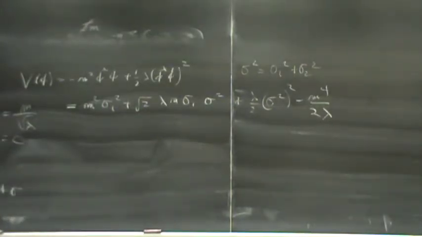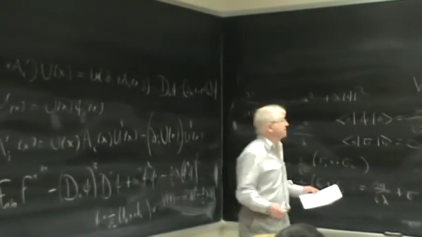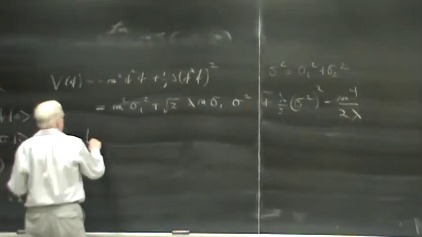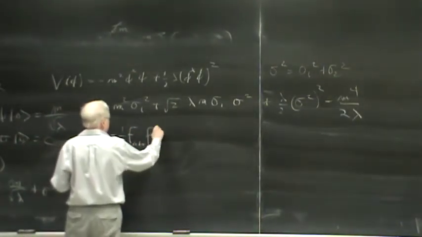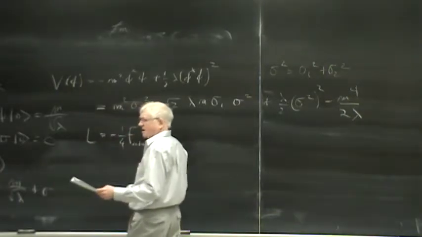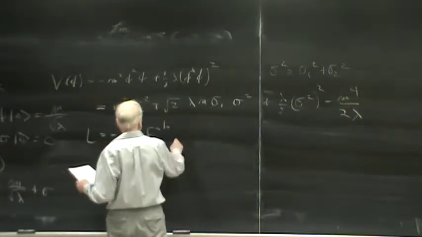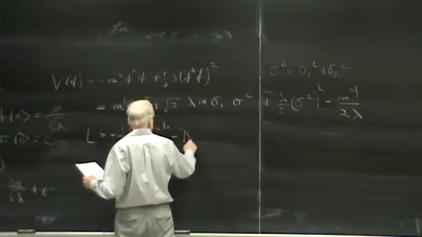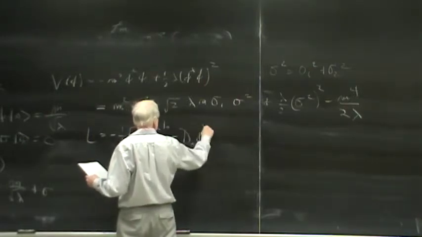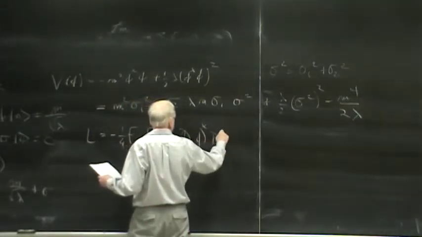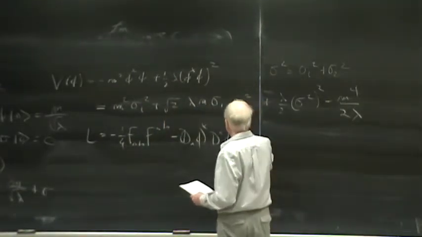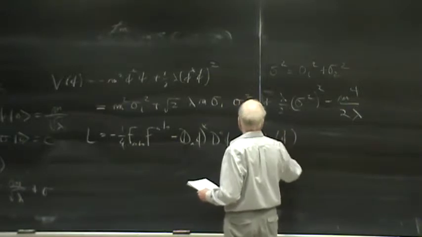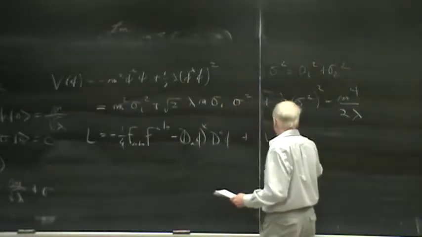And so what is our theory? The theory, of course, is L is minus a quarter F_AB, and minus D_A phi star D_A phi, and then plus this V of phi. Now, if we look at it, what do we see?